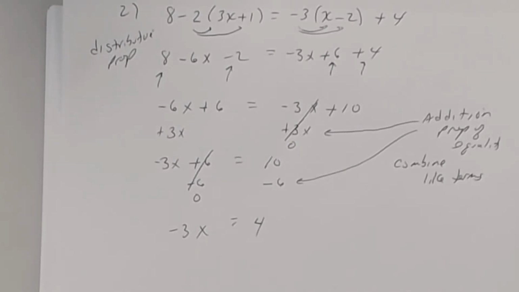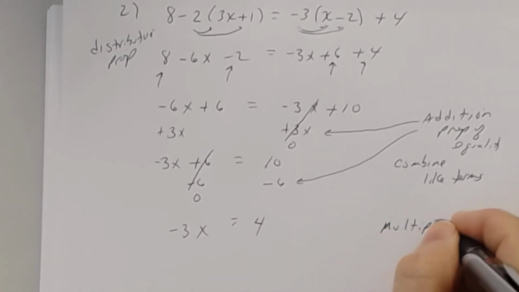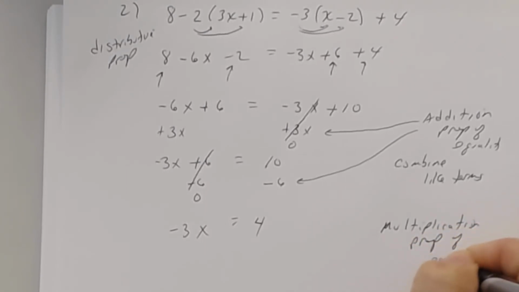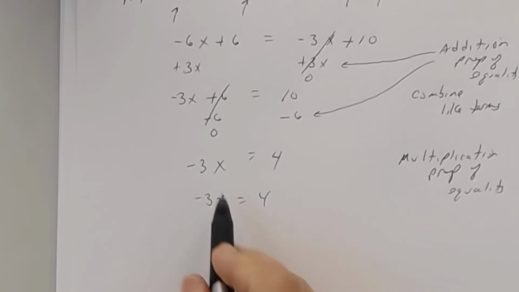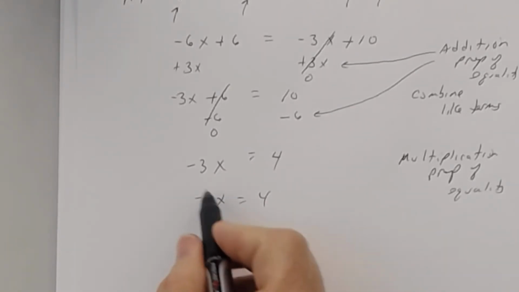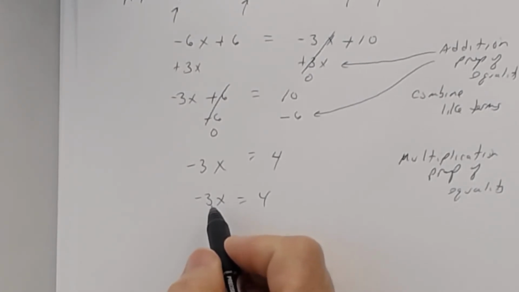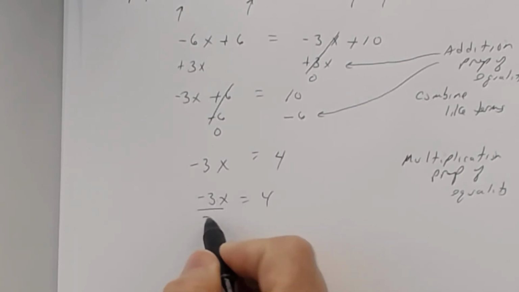All right, so almost there. What's the next step? Divide both sides by negative 3. What property is that called? Multiplication property of equality. All right, so we'll go ahead and rewrite it over. Right now I'm multiplying by negative 3. The opposite is to divide. Because remember, I don't want a coefficient here of negative 3. I want the coefficient to be a positive 1. So to get that to be a positive 1, since it's multiplication, I'm going to go ahead and divide.